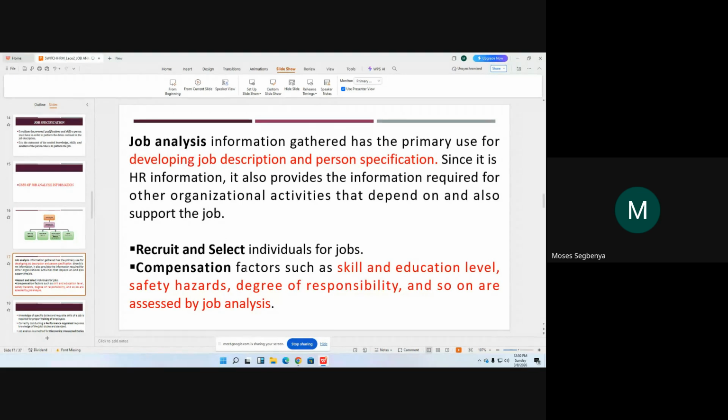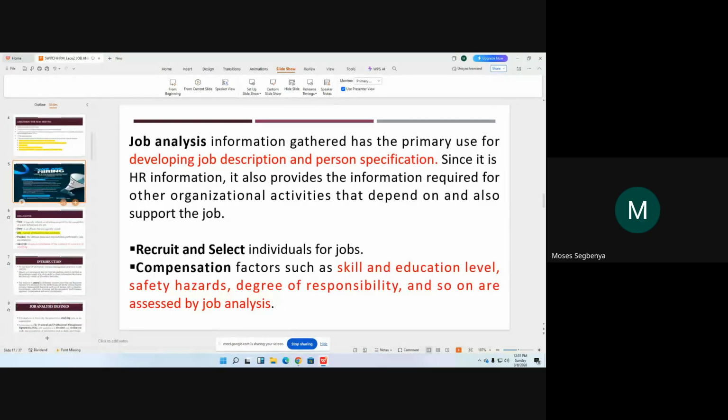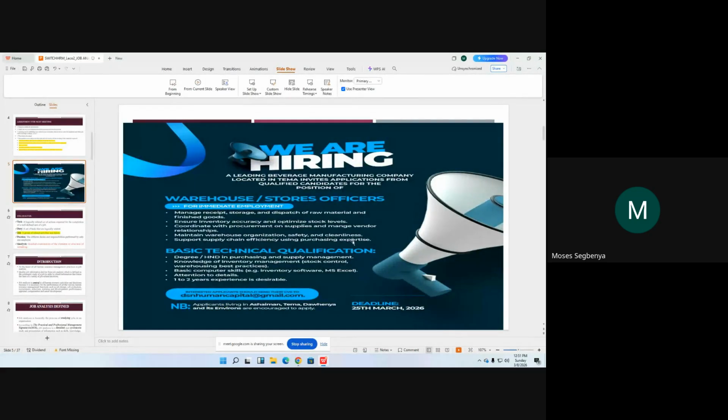Since it is an HR function, it also provides the information required for other organizational activities that depend on and support the job. So you cannot advertise if you do not have the job description and the person's specification. You are only able to advertise because you are able to put these pieces of information together, which you cannot do if you don't have the job analysis done.